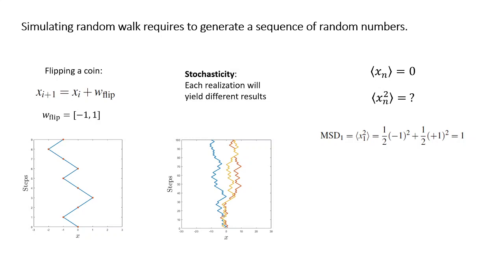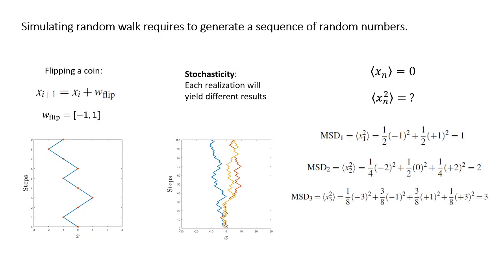What happens after 2 steps is that I can go 2 steps to the left, or I can go 1 step to the left and 1 step to the right, or I can go 1 step to the right and then 1 step back to the left, and then I can go 2 steps to the right. This gives these kinds of probabilities, and my mean square displacement, if you do the math, will be equal to 2. You can continue to do the same math for 3 steps, and you will compute at the end that your mean square displacement will be 3.